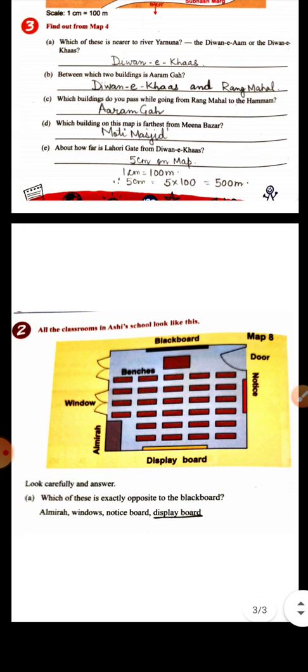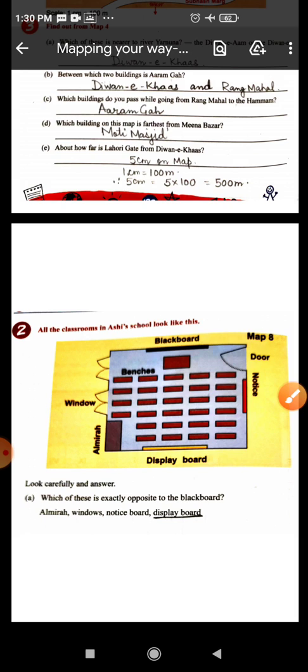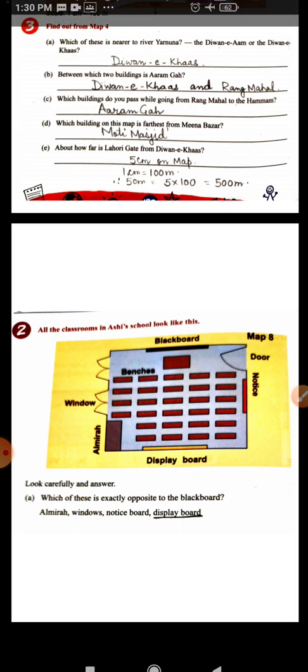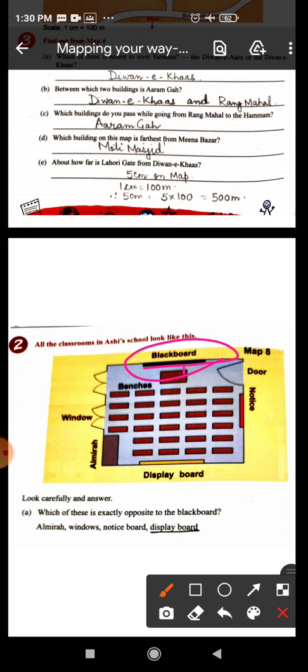Now let us see this map. This is a classroom map, and here you can see the position of different things: blackboard, display board, notice board, window, almirah, etc. Now, on the basis of this map, you have to answer which of these is exactly opposite to the blackboard. Children, this is the blackboard, and opposite to the blackboard is the display board. So obviously display board is the right answer. Children, I hope you all have understood how we can give answers on the basis of a map.